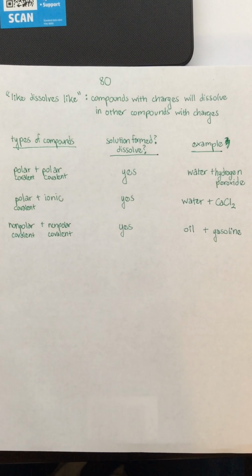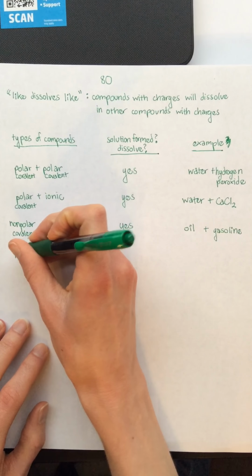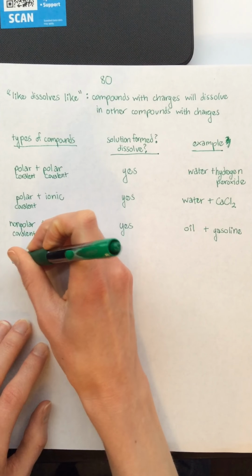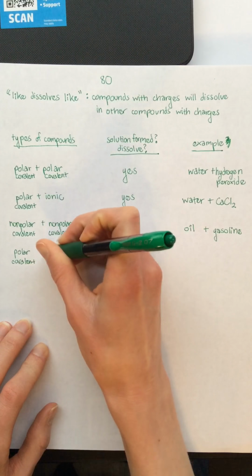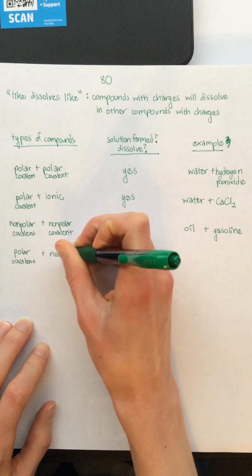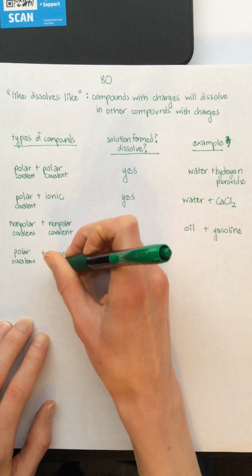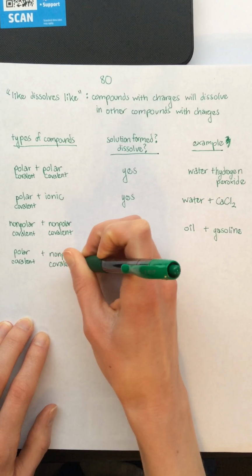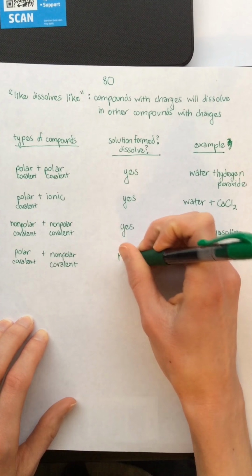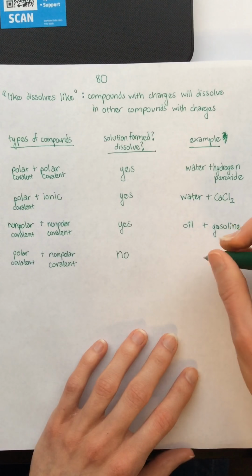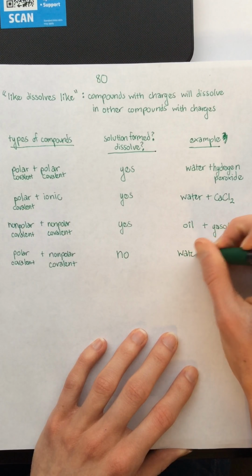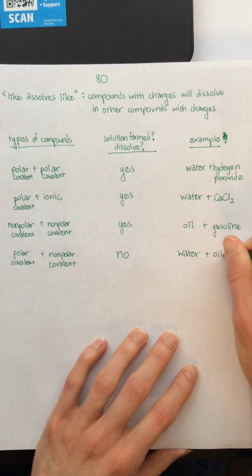Two more we're going to do. What if we try and mix polar covalent and non-polar covalent? You probably know that those are not going to mix. We're not going to form a solution. And our classic example of that would be water and oil.